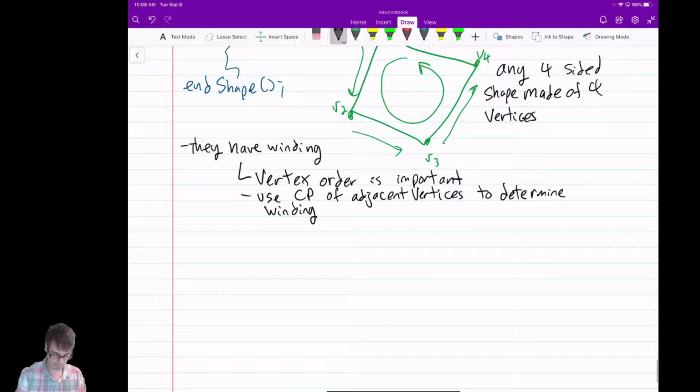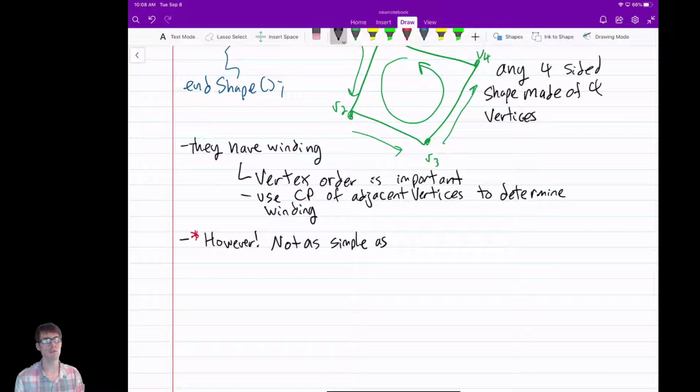Unfortunately, however, it doesn't work out to be as clean or as simple as with triangles. Just because there are more vertices, there are more possible cases. There's more variety.